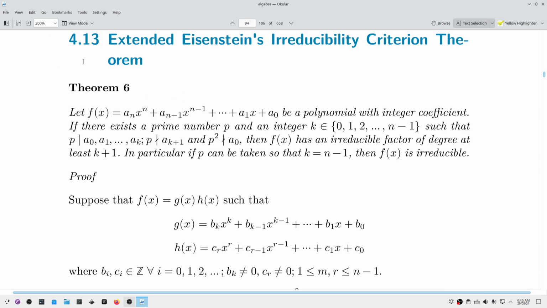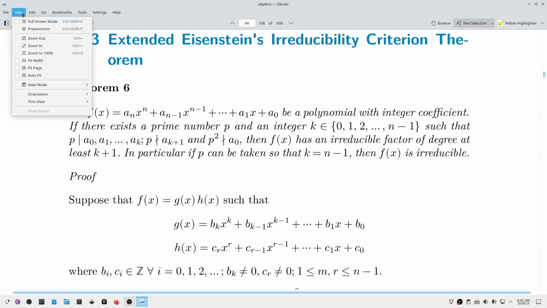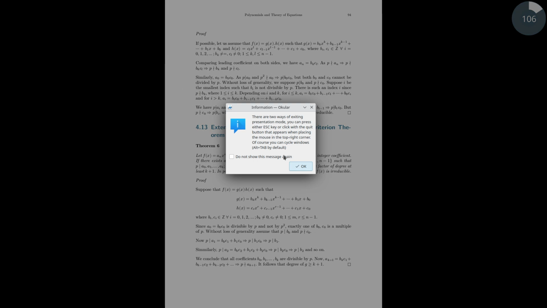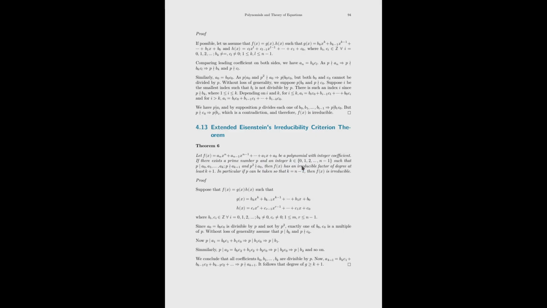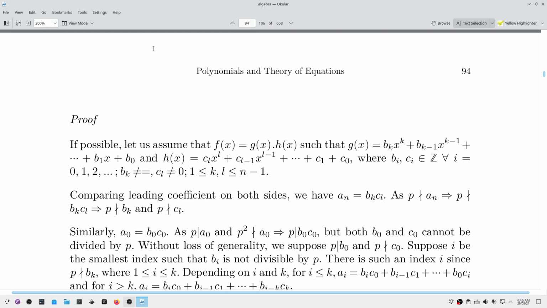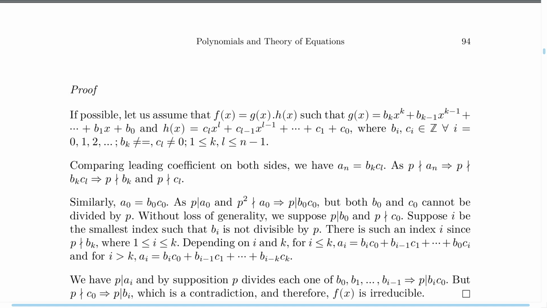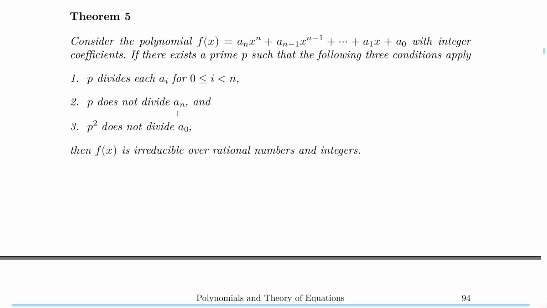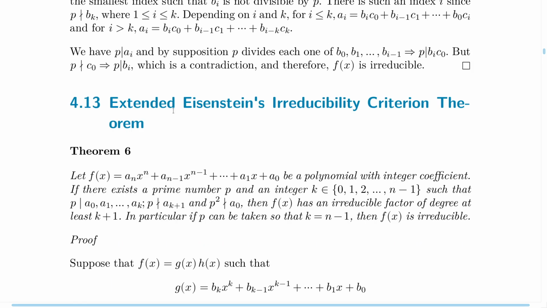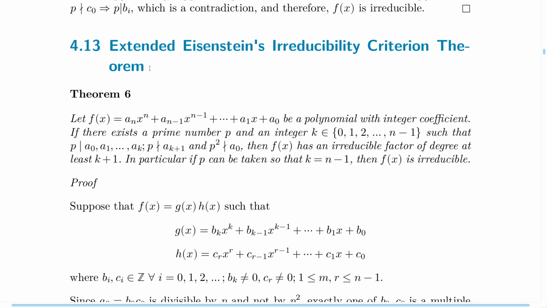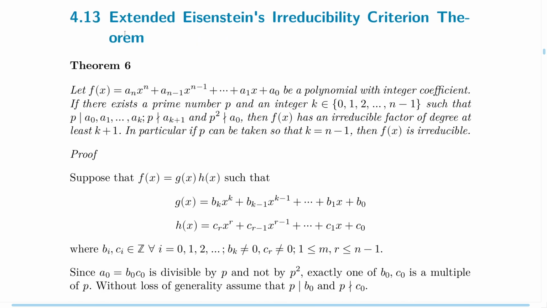So continuing further from our previous video, we will continue our study of this theory of polynomials. We had covered up to Eisenstein's irreducibility criteria. Now the next theorem is the extended Eisenstein's irreducibility criteria.